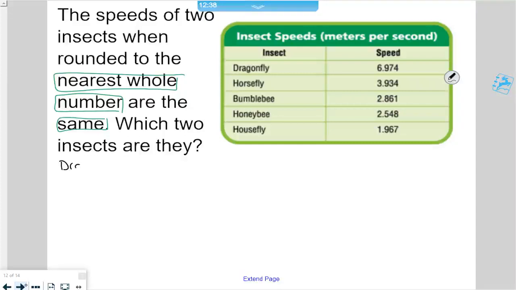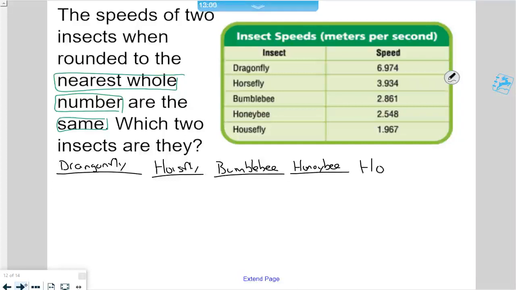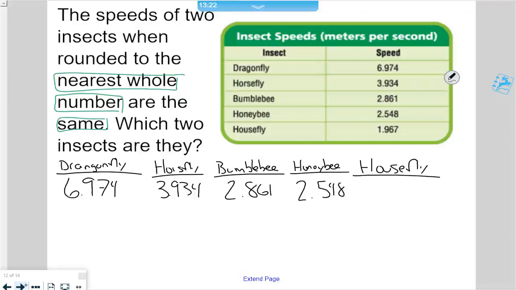So we're going to start with dragonfly. And then we have a horsefly. Then we have a bumblebee. Then we have a honeybee. And then we have a housefly. So we're going to check these out. 6 and 974 thousandths. 3 and 934 thousandths. 2 and 861 thousandths. 2 and 548 thousandths. 1 and 967 thousandths.